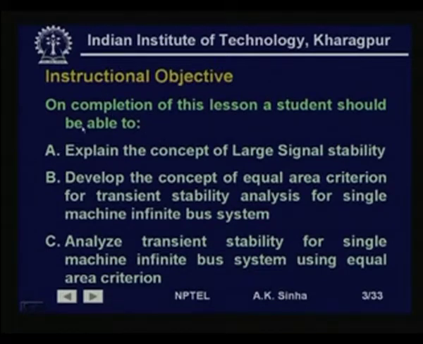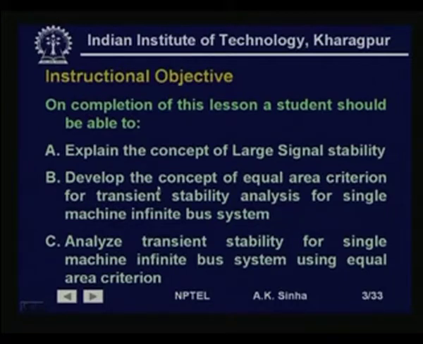Well, once we complete this lesson, you should be able to explain the concept of large signal stability. After that, you should be able to develop the concept of equal area criterion for transient stability. In fact, the large signal stability that we talk about is popularly known in power system literature as transient stability. So, we will interchangeably call them large signal stability or transient stability. So, develop the concept of equal area criteria for transient stability analysis for single machine infinite bus system, and you would be able to analyze transient stability for single machine infinite bus system using equal area criterion. That is, we will work out some problem on this, and since you would know how to solve this, you should be able to analyze any other system as well.